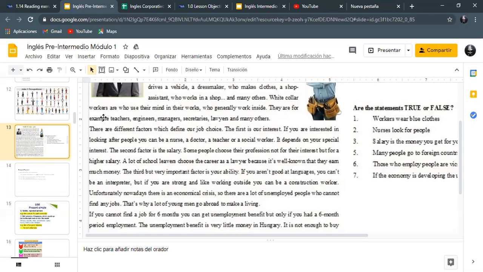White collar workers are who use their mind in their work, who generally work inside. They are, for example, teachers, engineers, managers, secretaries, lawyers and many others.